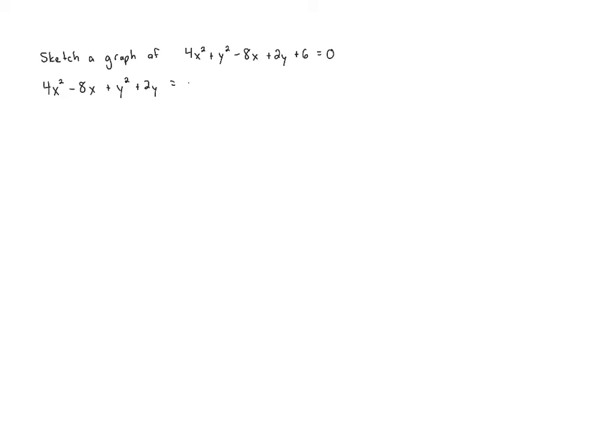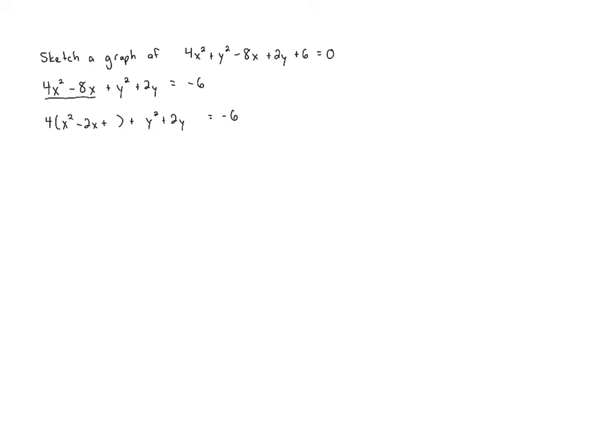So if we move the constant to the right, we've got to subtract 6 from both sides, so that gives us negative 6 on the right. We're also going to have to factor out the 4 in front of the x squared, so this becomes 4 times x squared minus 2x, and then plus y squared plus 2y. And now we can complete the squares.